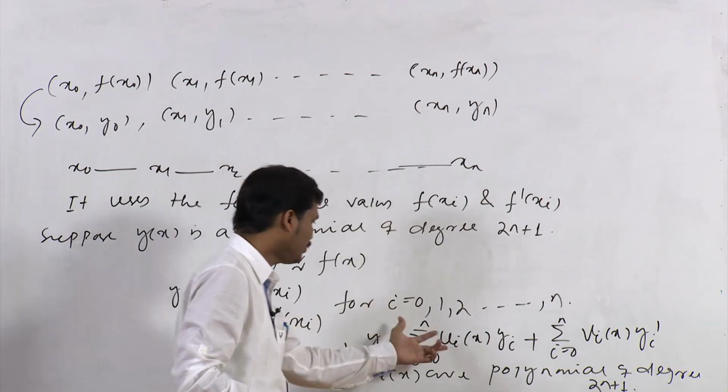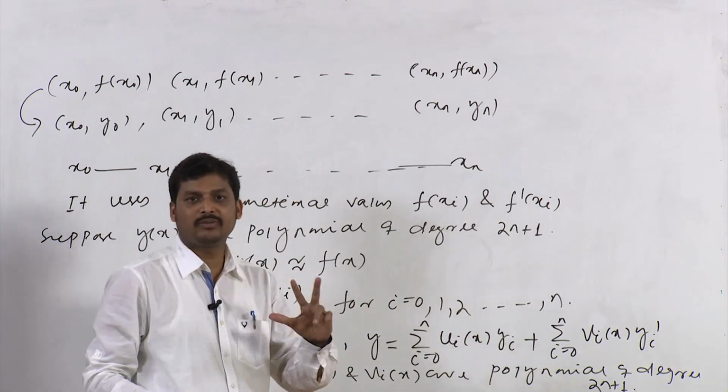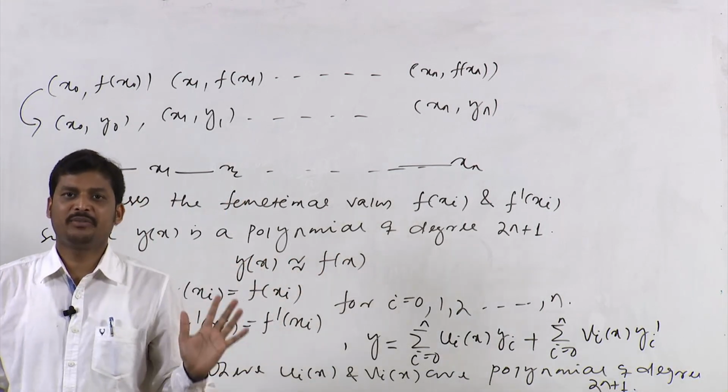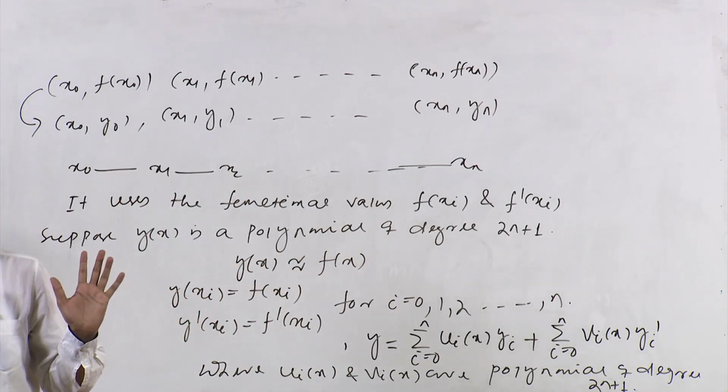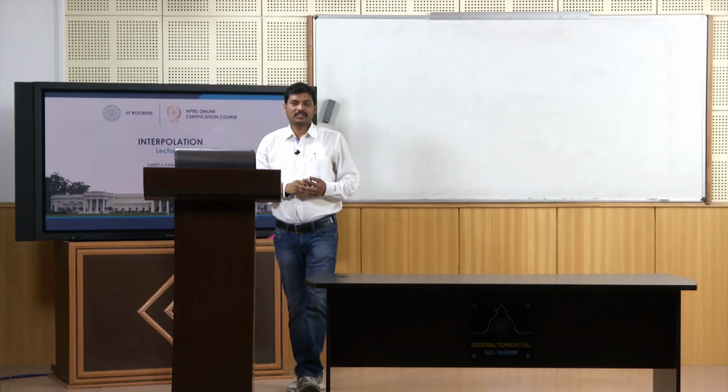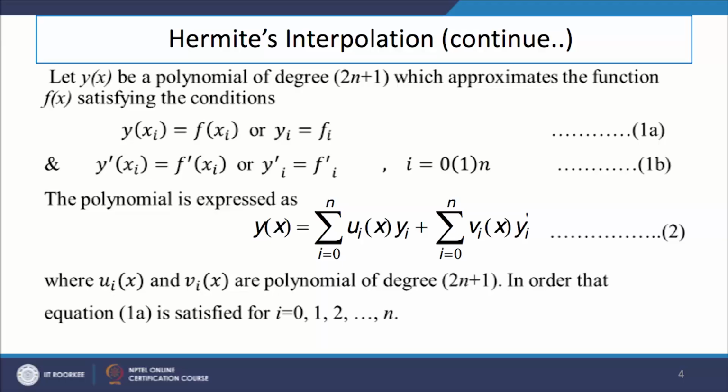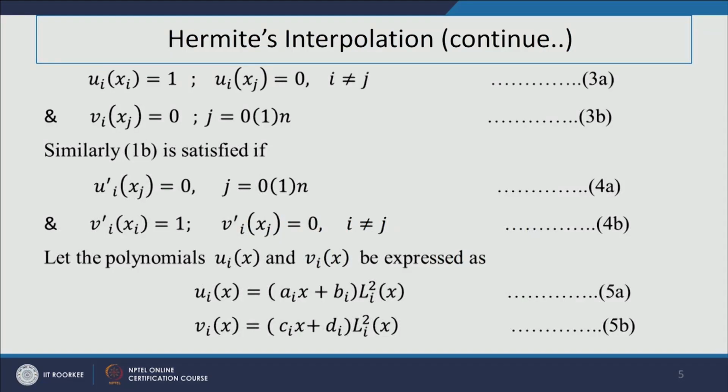That is why we have to consider u_i(x) of polynomial degree 2n plus 1 and v_i(x) of polynomial degree 2n plus 1 also. So, if we write y(x_i) equals f(x_i) and y'(x_i) equals f'(x_i), the polynomial is expressed in the form y(x) equals summation i equals 0 to n u_i(x) y_i plus summation i equals 0 to n v_i(x) y_i', which represents a polynomial of degree 2n plus 1.